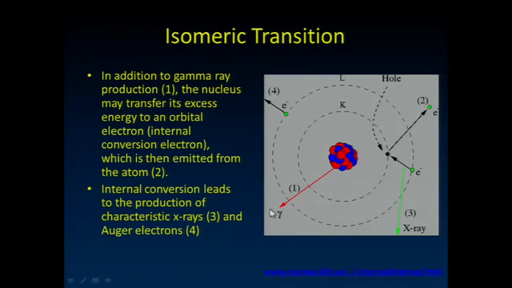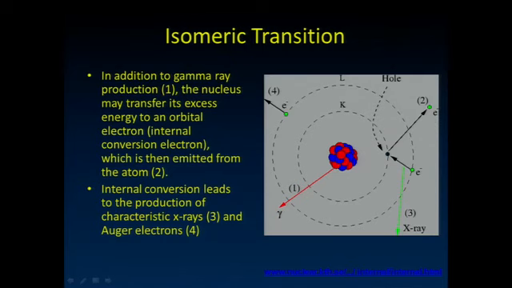Sometimes we don't see that gamma ray produced. Sometimes that excess energy in the nucleus gets transferred to one of these orbital electrons, typically a K-shell electron here, and we get what are called internal conversion electrons, which are going to head off with kinetic energy equal to what this gamma ray energy would have been minus the binding shell energy of that electron. Unfortunately, they're going to deposit dose in the patient, the negative effect of this.